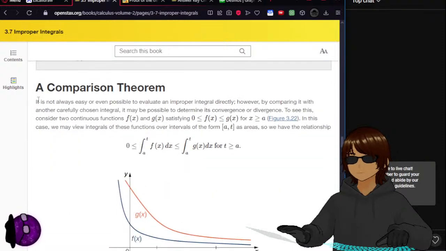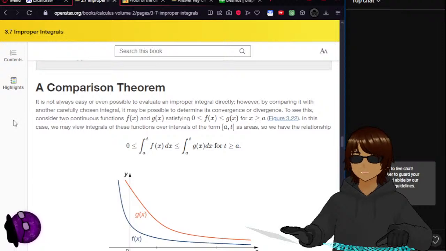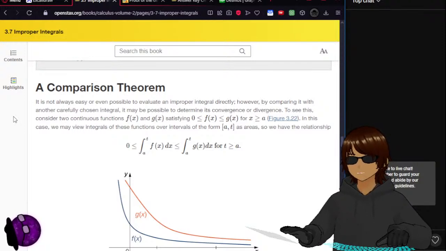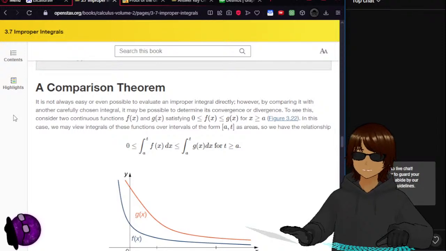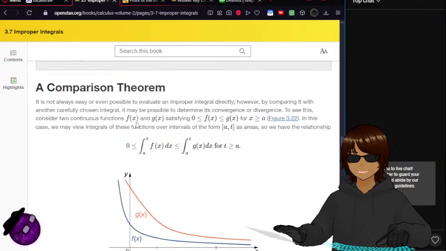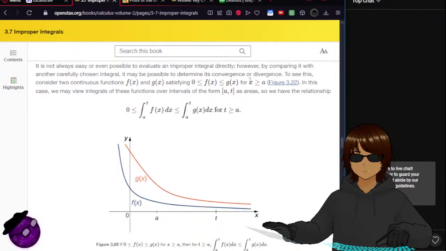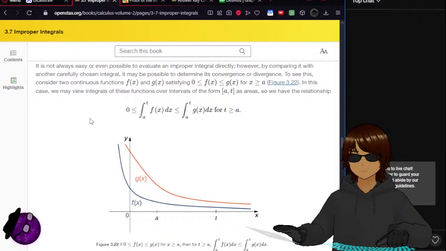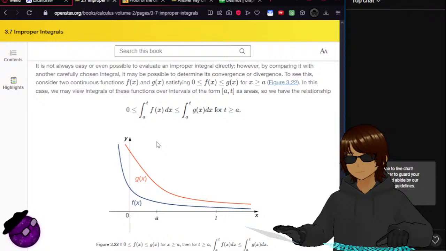A comparison theorem. It is not always easy or even possible to evaluate an improper integral directly. However, by comparing it with another carefully chosen integral, it may be possible to determine its convergence or divergence. To see this, consider two continuous functions, f of x and g of x, satisfying this for x more than a. Then the integral of f of x would be less than the integral of g of x.